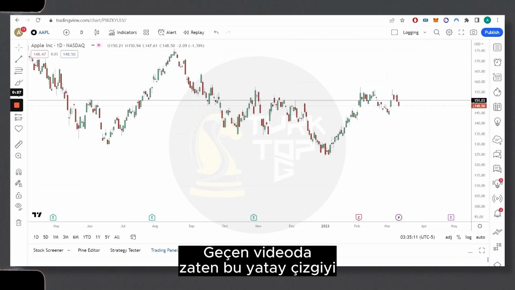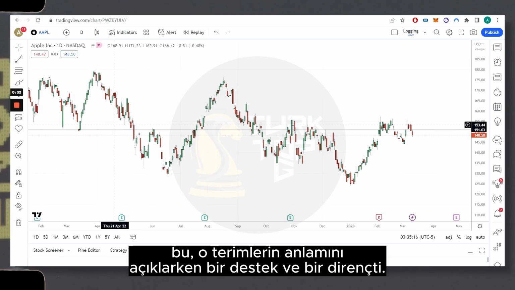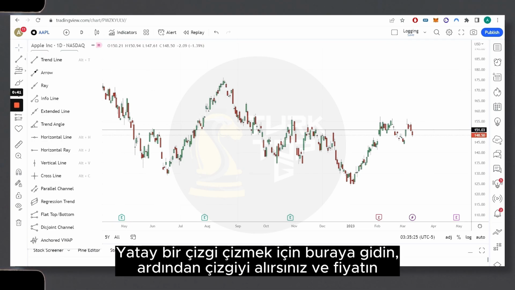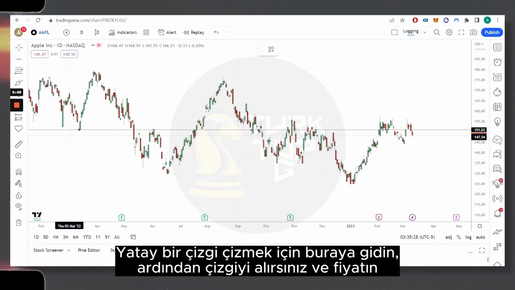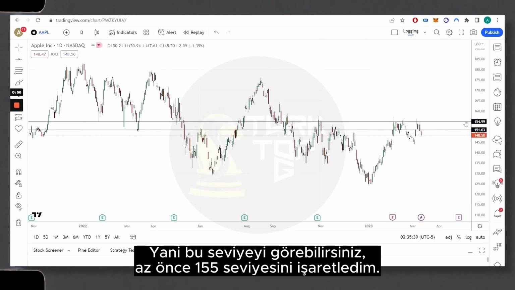In the last video, I had already drawn out this horizontal line and I showed how this was a support and a resistance while explaining the meaning of those terms. To draw a horizontal line, go here, then you pick up the line and you draw that to mark out important levels where price sees some form of sensitivity. So you can see this level I just marked out, the 155 level.